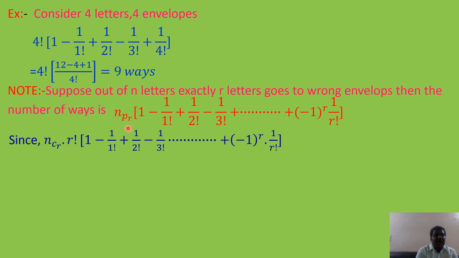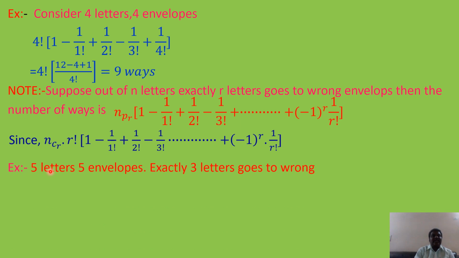So r factorial into 1 minus 1 by 1 factorial plus 1 by 2 factorial minus 1 by 3 factorial, and so on up to minus 1 whole to the power of r into 1 by r factorial. What is nCr into r factorial? This is nothing but nPr. Am I correct or not? So nPr into 1 minus 1 by 1 factorial plus and so on up to minus 1 whole power r into 1 by r factorial.